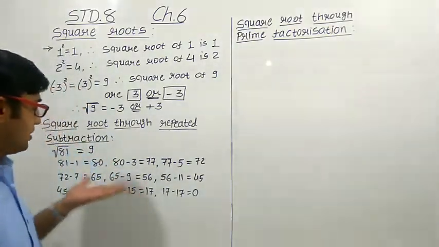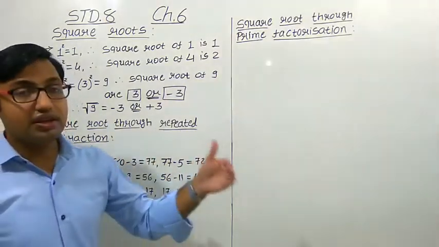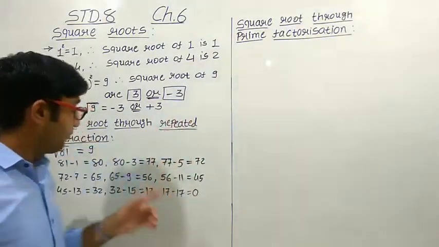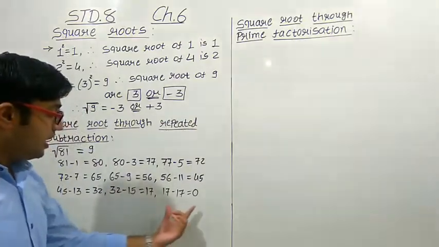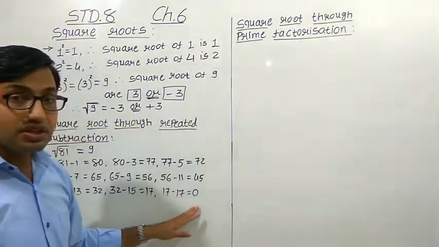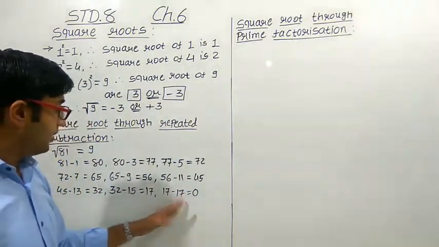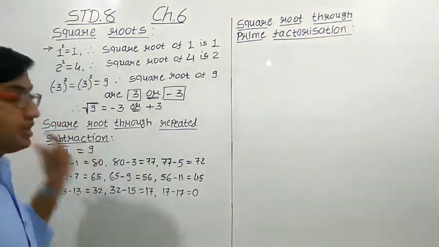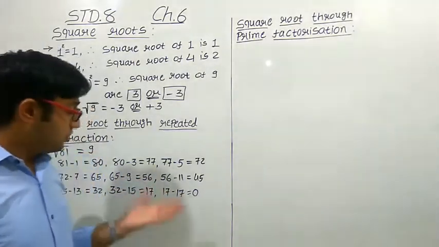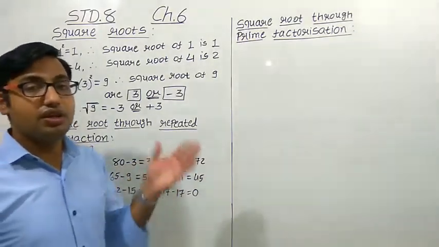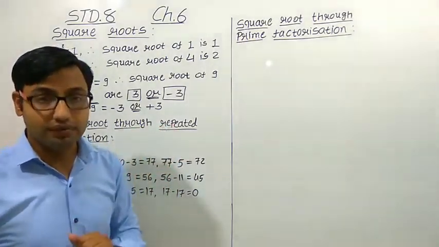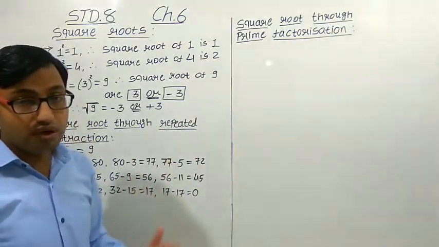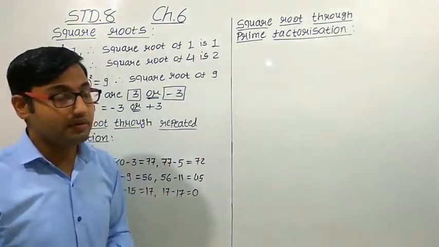In this simple method, we subtract the odd numbers starting from 1, right? And whenever we get the 0, that will be the last step. We count how many steps we have applied, and that number of steps will be the square root of the given number. So you can apply this method to find the square root of any number, either a smaller number or a bigger number.